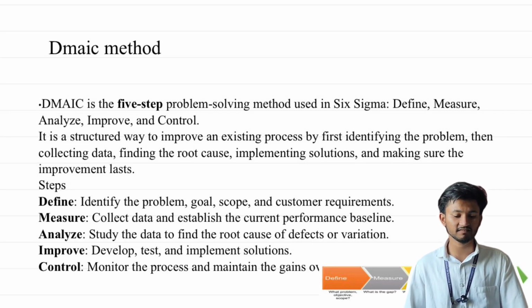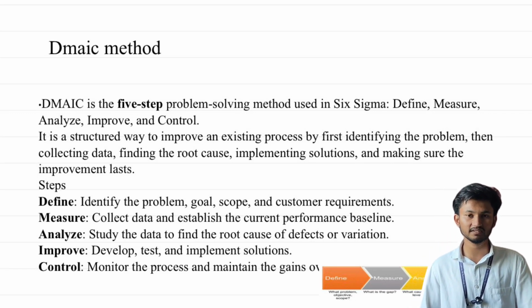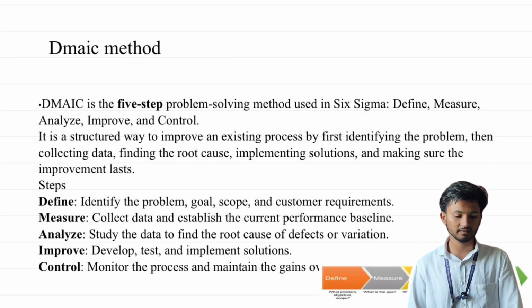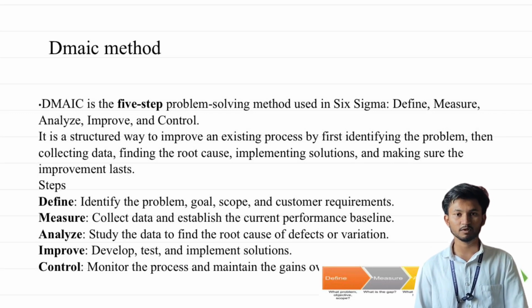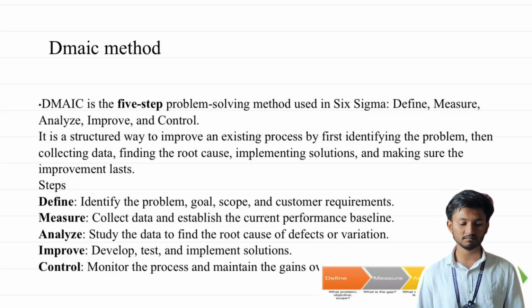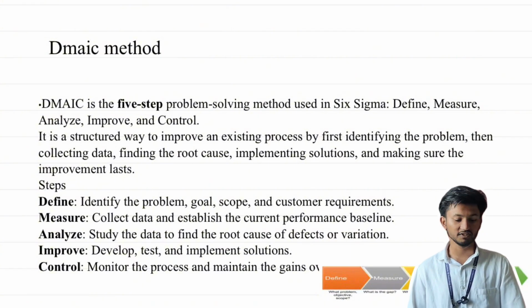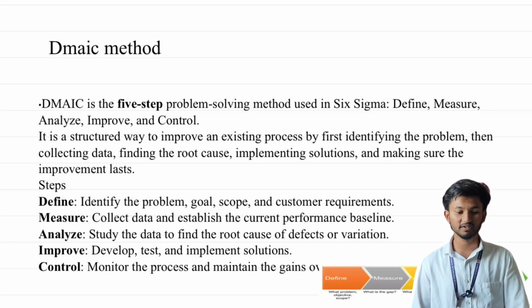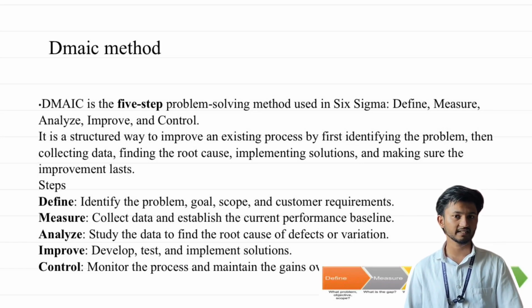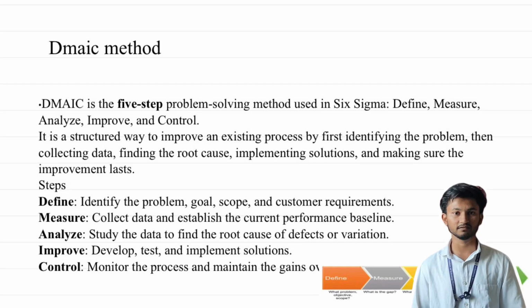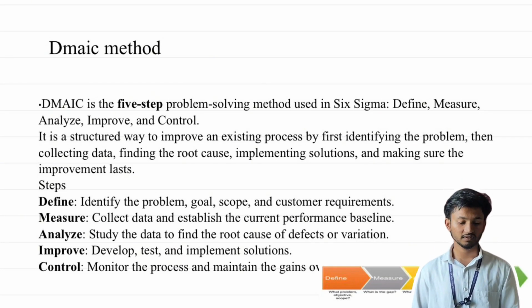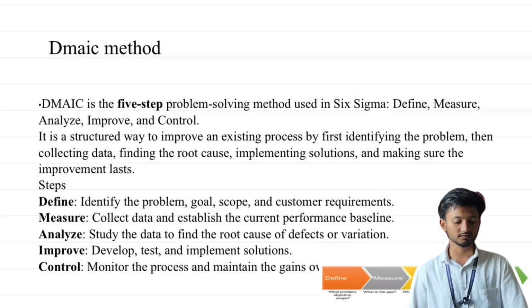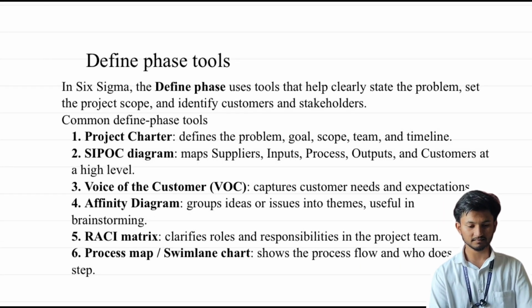DMAIC method. It is a 5-step problem-solving method used in Six Sigma, which are define, measure, analyze, improve, and control. Define is the identification of the problem, goal, scope, and customer requirements. Measure is used to collect data and establish the current performance baseline. Analyze: study the data and find the root cause of the defects and variations. Improve: develop, test, and implement solutions. Control: monitor the process and maintain the gains over time.